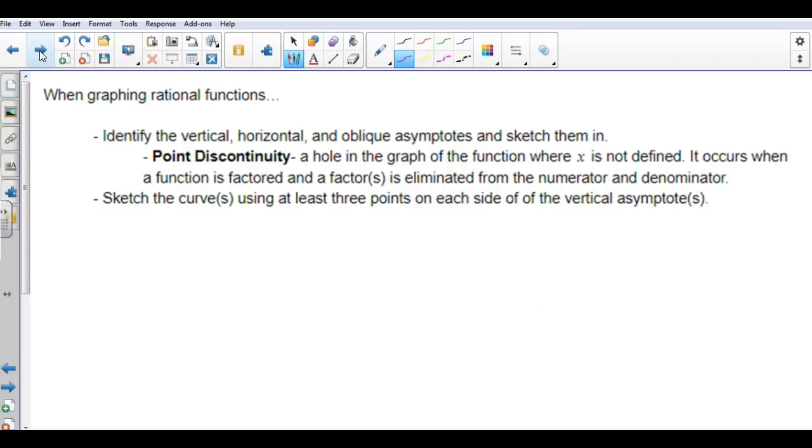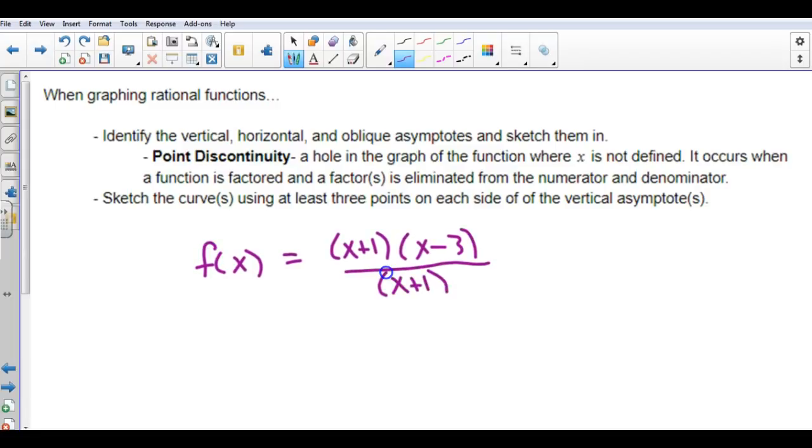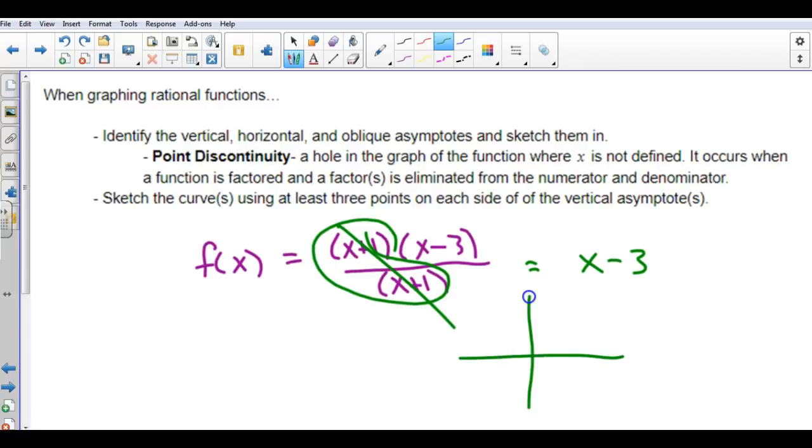So then, a very specific case of when I say we're going to eliminate a factor. If I had a function, for example, that said f of x equals x plus 1 times x minus 3 over x plus 1, because this is a common factor, it would cross off, and you would really be left with x minus 3. y equals x minus 3 is just a straight line. So you would start with your down 3, and you go up 1 over 1, up 1 over 1, up 1 over 1 for your slope, and your line would look like this.